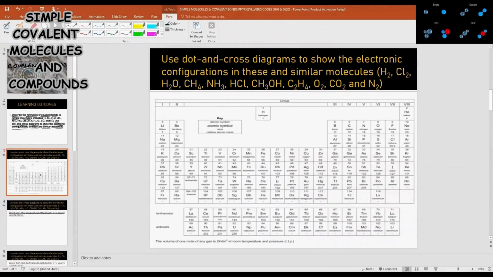Recall the valencies of non-metals. I'm writing the valencies of non-metals only, so that it will help you to draw dot and cross diagrams. Starting from group 4, plus minus 4, group 5, minus 3, group 6, minus 2, group 7, minus 1. We write valencies.